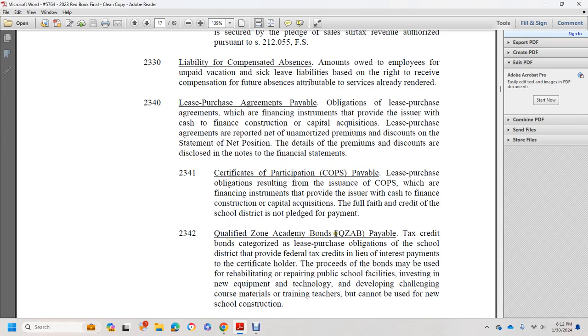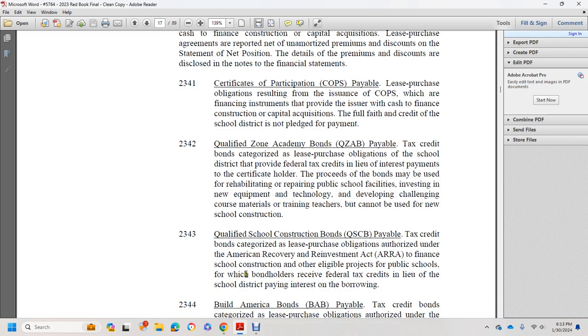2342 Qualified zone academy bonds payable: tax credit bonds, a category of lease purchase obligation of the school district, provided with federal tax credits in lieu of interest payments. The bondholder receives tax credits, and the bond proceeds may be used for rehabilitating and repairing public school facilities, investing in new equipment and technology, and developing challenging course material and training teachers, but cannot be used for new school construction.